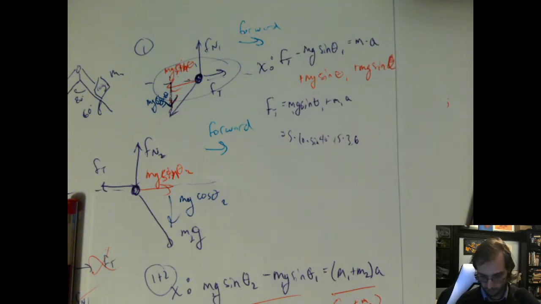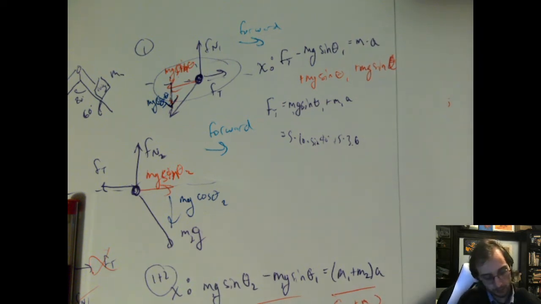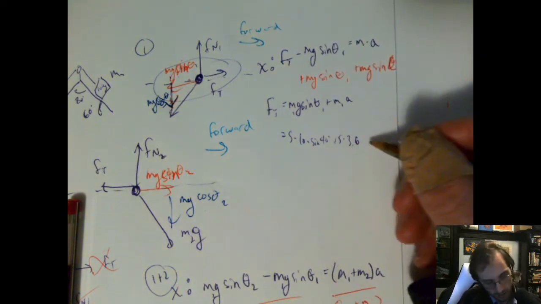So 50 sine 40 plus 3.6 times 5 is... Whoa, whoops. Forgot to close my parentheses on the sine function. There we go. Just about 50 newtons.